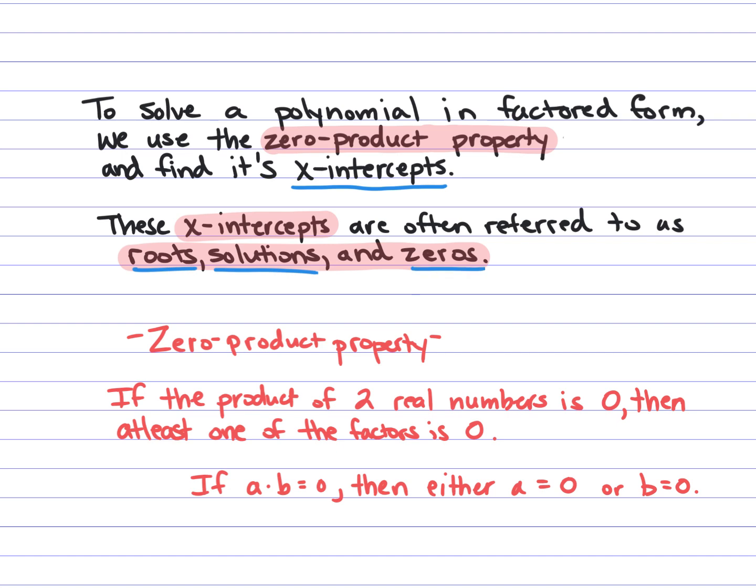Here is the zero product property, just so you know what the property actually says. It says if the product of two real numbers is 0, then obviously one of the factors has to be 0. This is what enables us to set each factor equal to 0 and solve for x.